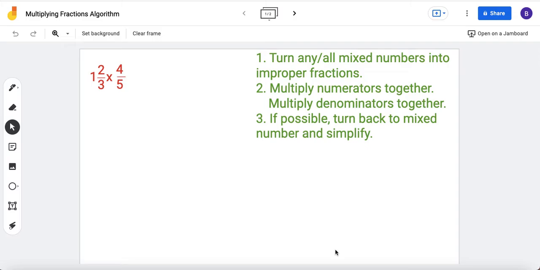With a substitute today, I decided to create a short video again going over the algorithm for how to multiply fractions and mixed numbers. What I want you to do to start out today is start by taking notes in your notebook. You are going to write the 3 steps on the right and write this example problem and follow with me step by step.